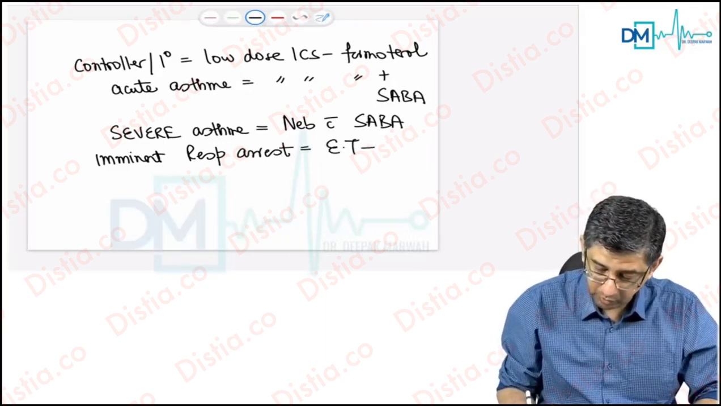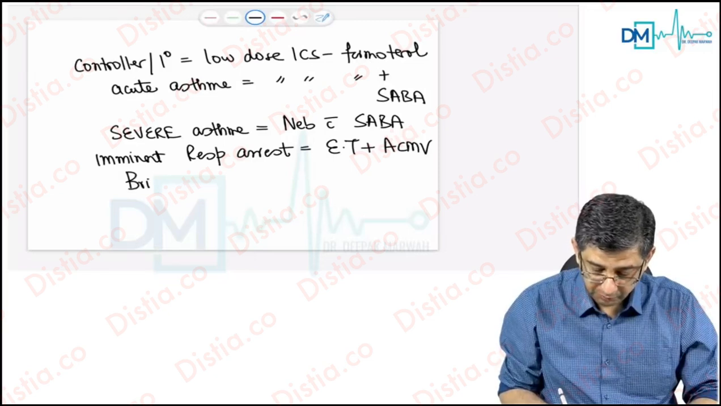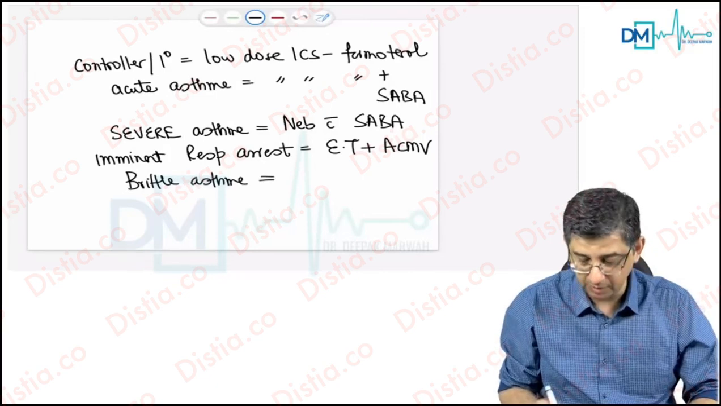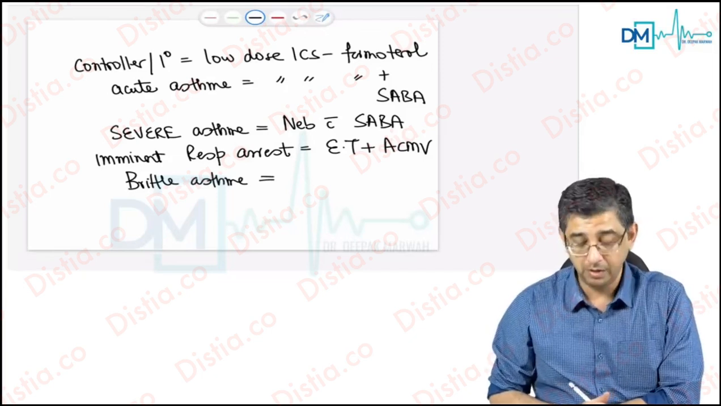The patient should be put on assisted controlled mechanical ventilation. Last but not the least, I will talk about an asthma which is so severe that a person can die within a matter of hours. This highly severe form of asthma is called brittle asthma.